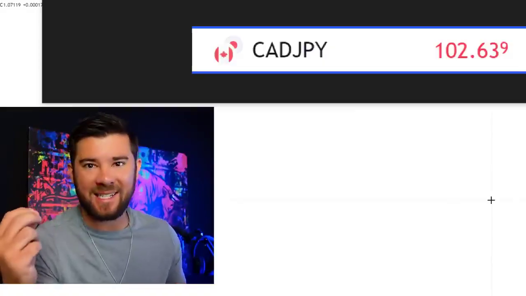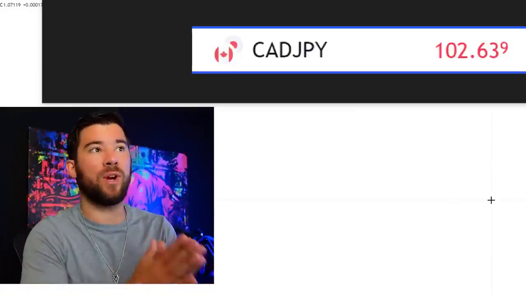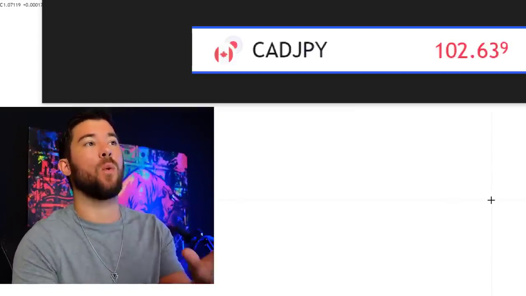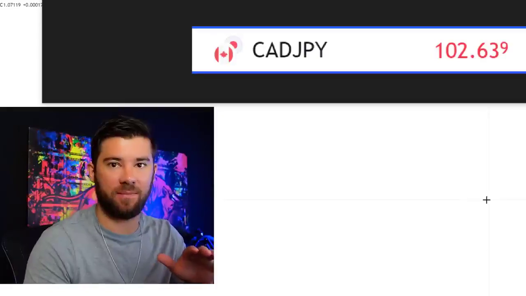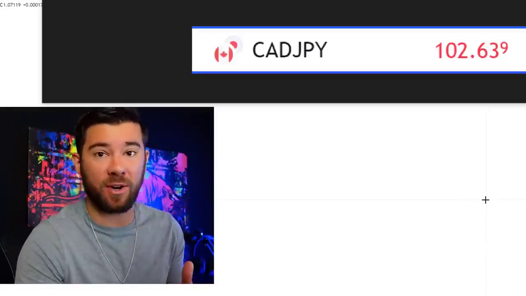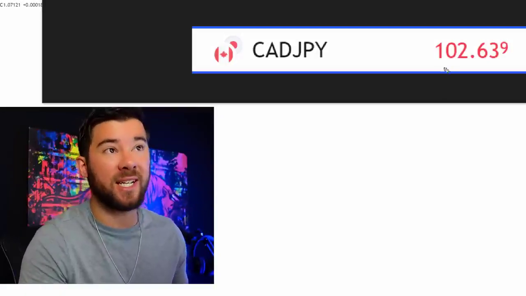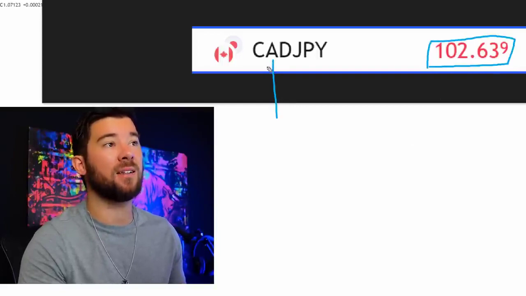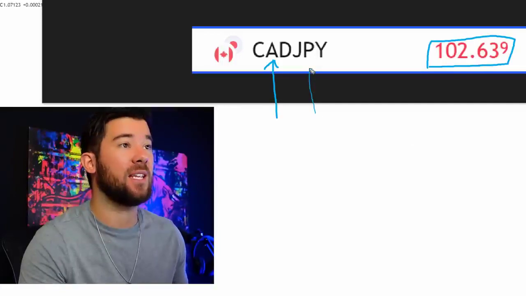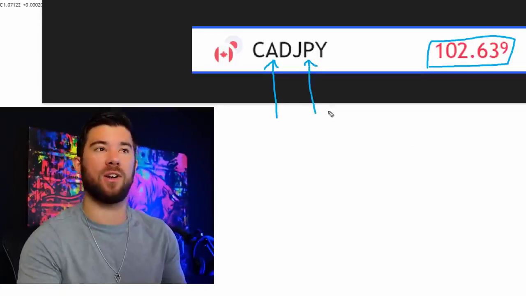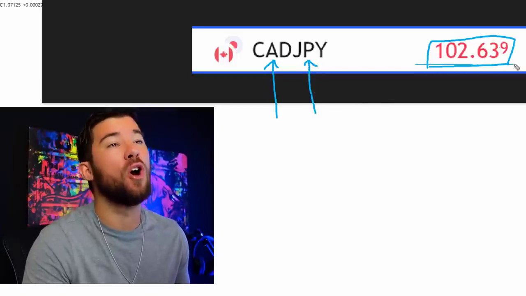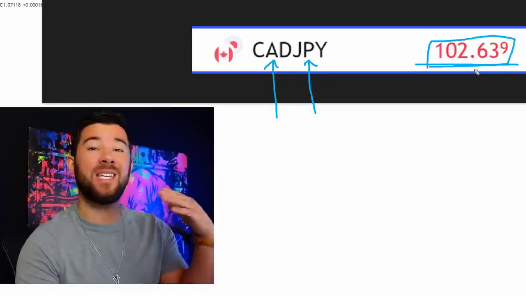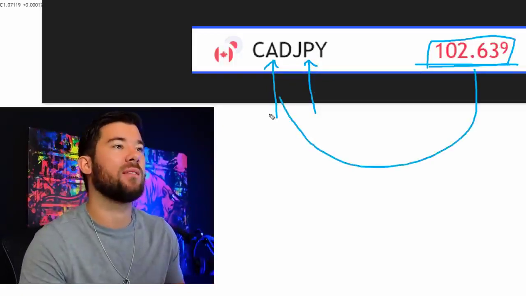And for a last example, I want you to do this one completely. Which one of these in the CAD yen is going to be the base currency? Now, which one's the quote currency and which one is represented by this number? So hopefully you said that the Canada was the base currency. Hopefully you said the yen was the quote currency. And hopefully you said the 102.63 was how many yen it would take to equal 1 Canadian dollar.